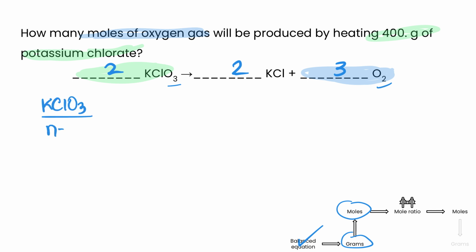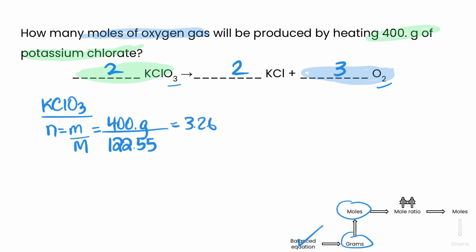We're going to do moles as mass over molar mass. And we're given 400 grams. And the molar mass of potassium chlorate is 122.55. So that gives us 3.2639, so on, moles of potassium chlorate.